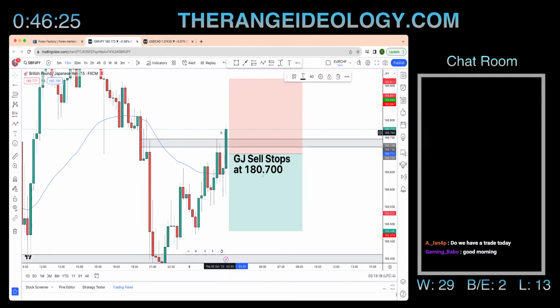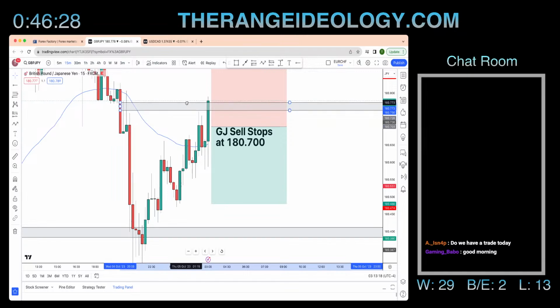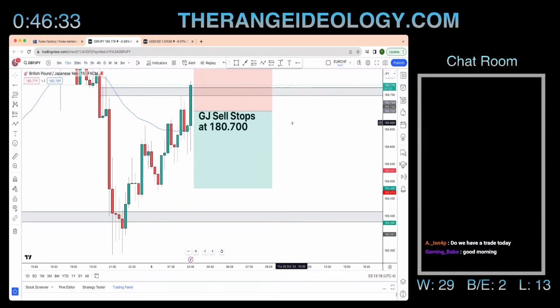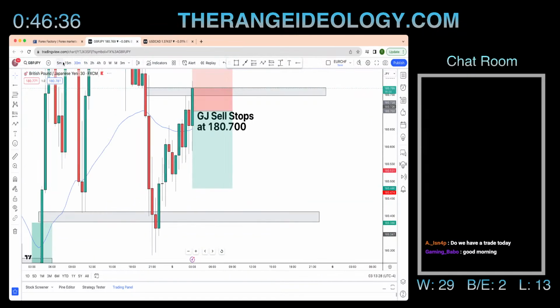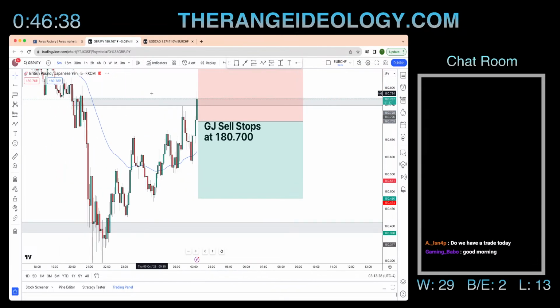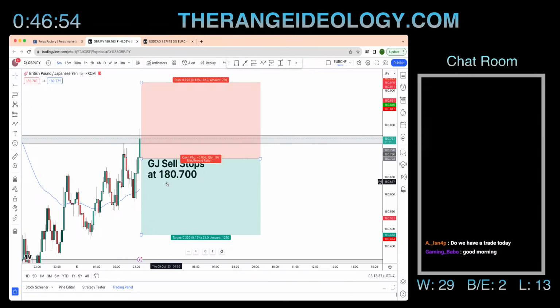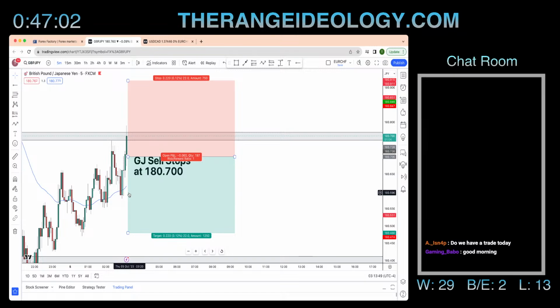So this is what I'm looking for here, guys. And again, if it continues to push up, I'm going to adjust it. But right now, I'm looking for this setup right here to form. So 22 pips here. Yeah, right there, 22 and 22. We're going to activate very soon. So 180,700, right there. And a 22 pip stop loss with a 22 pip TP.